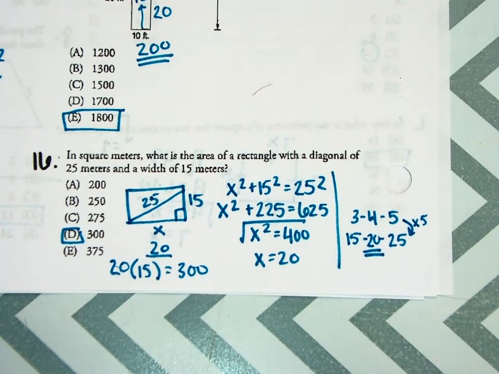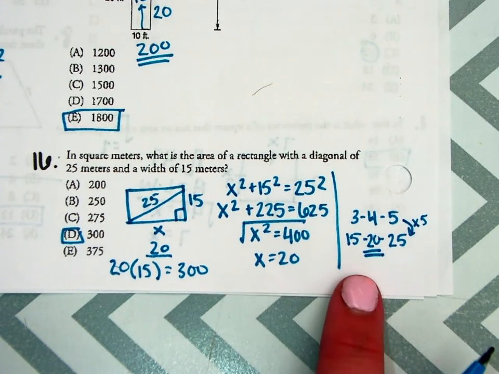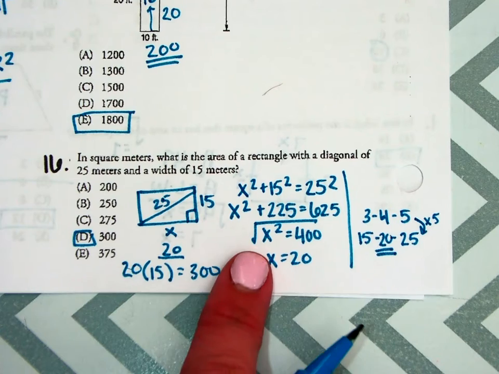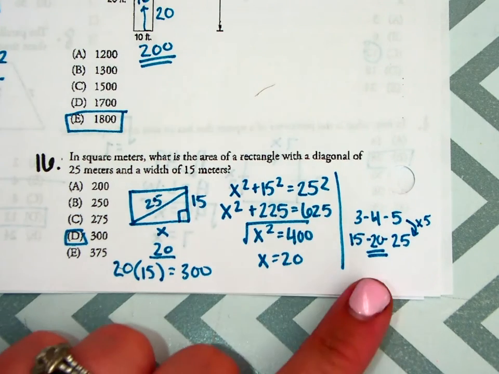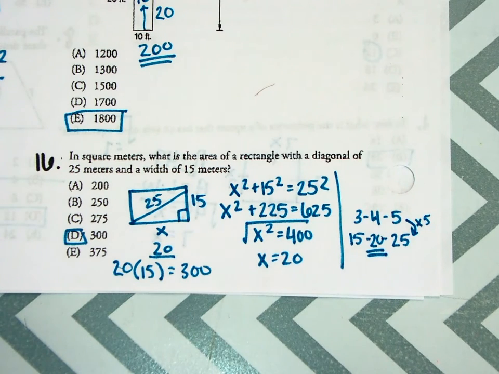So it depends on how you want to do it. You can use special right triangles or you can use just the Pythagorean theorem. Pythagorean theorem is a surefire bet to do it right. You might not recognize the 3, 4, 5 trait, so that really just depends on what you're comfortable with.